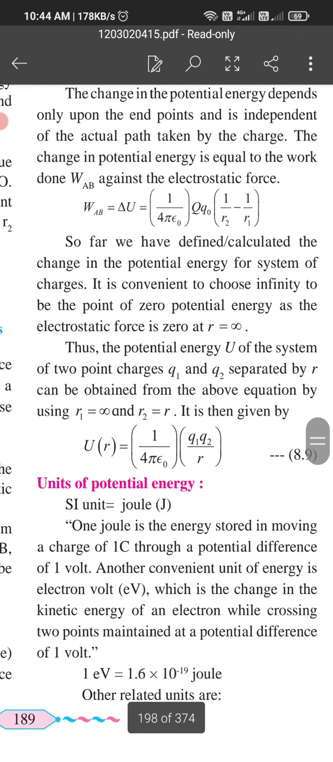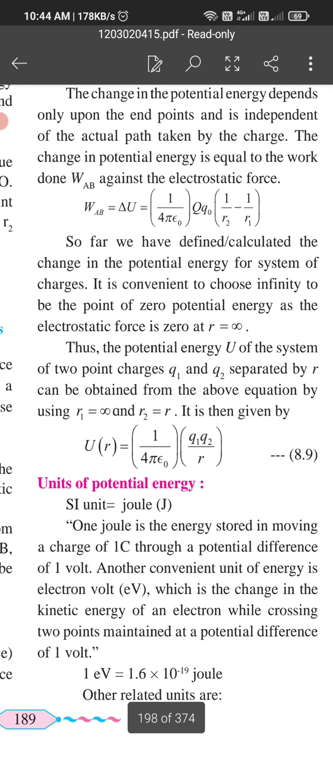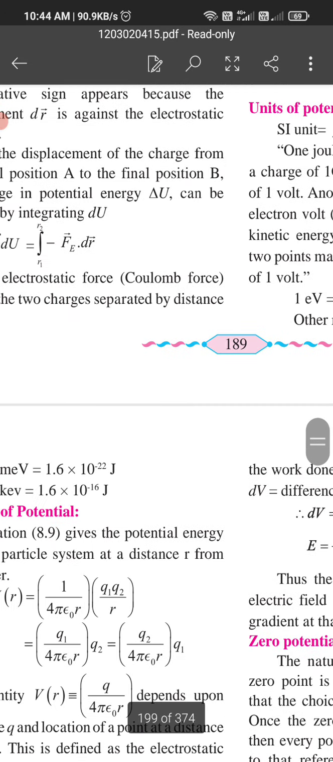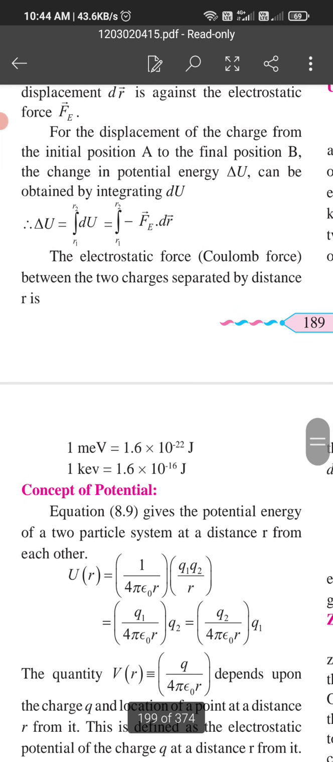1 joule is the energy stored in moving a charge of 1 coulomb through a potential difference of 1 volt. So 1 electron volt is equal to 1.6 into 10 raised to minus 19 joule. One mega electron volt is equal to 1.6 into 10 raised to minus 13 joule. 1 kilo electron volt is equal to 1.6 into 10 raised to minus 16 joule.